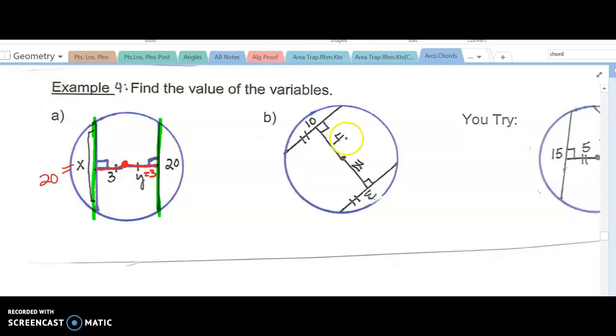Same idea in part B. This time, instead of showing us that the two chords are equidistant from the center, they start with the fact that the two chords are congruent. So that's supposed to be a W. So W equals 10. And we know that because they both have tick marks on them. And therefore, because they're the same length, they would have to be the same distance from the center. These will have to be congruent as well.